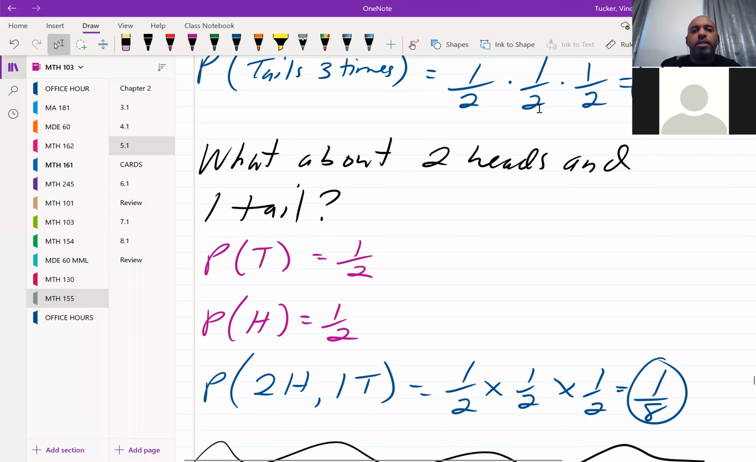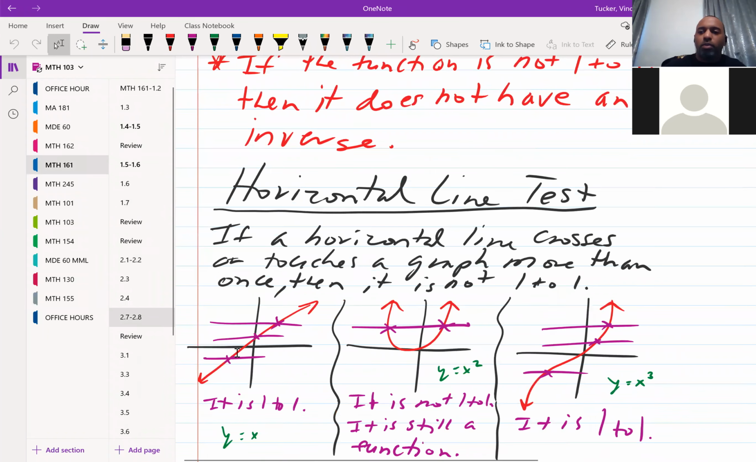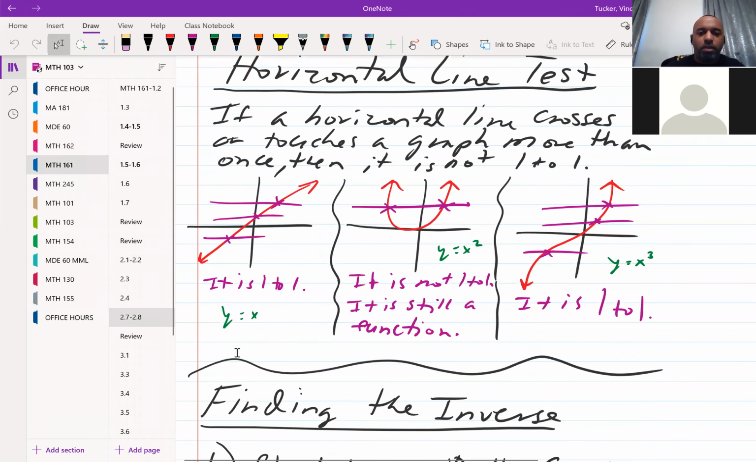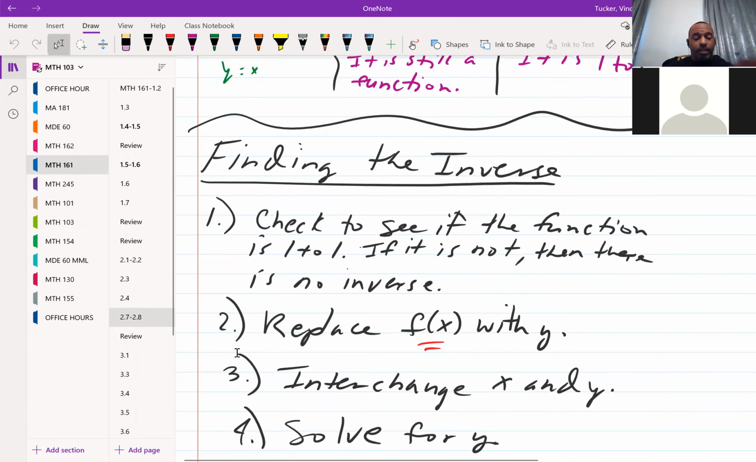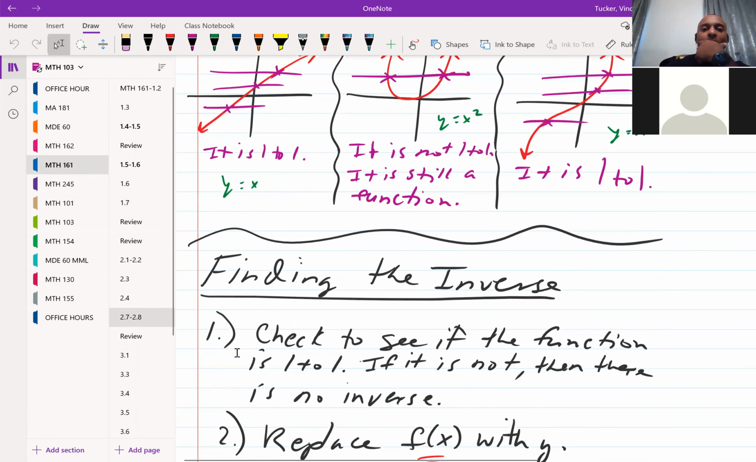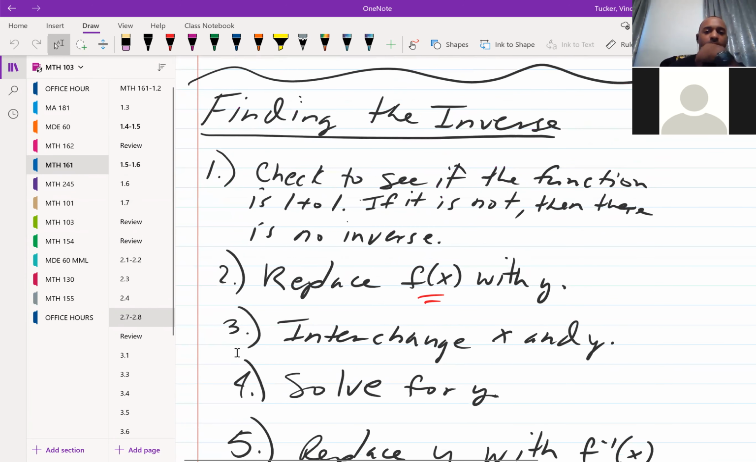So let's get ready to finish off what we started last class, and then we'll talk about where we go from there. So we did the horizontal line test. We're still in 2.7. The last thing we did was the horizontal line test. Now we're looking at closing out that section by finding the inverse.